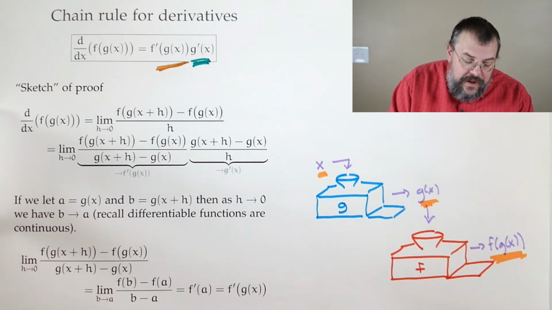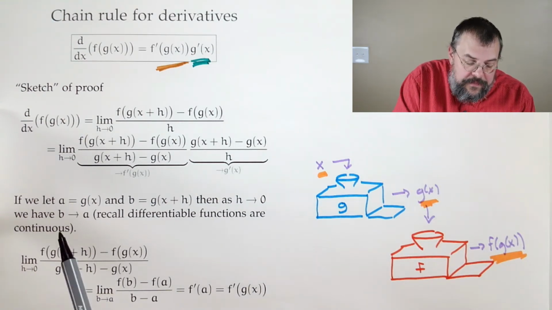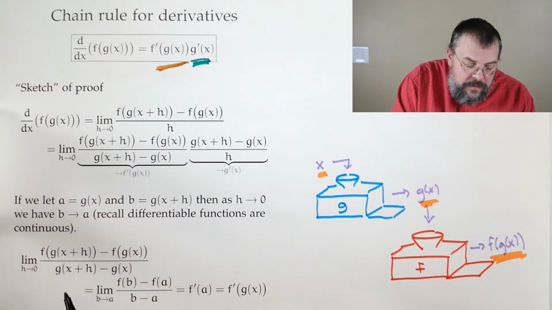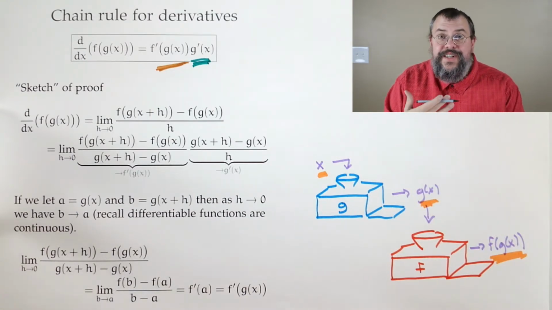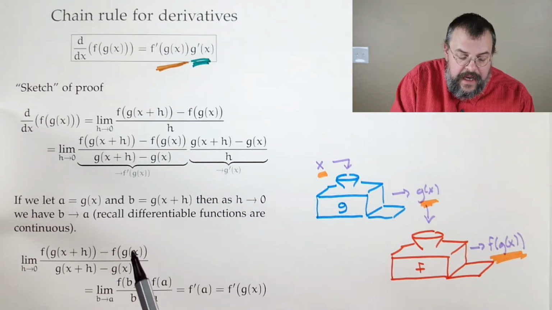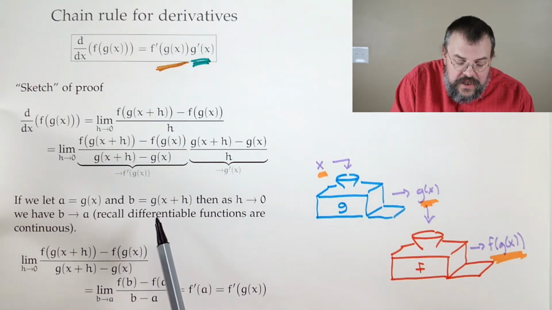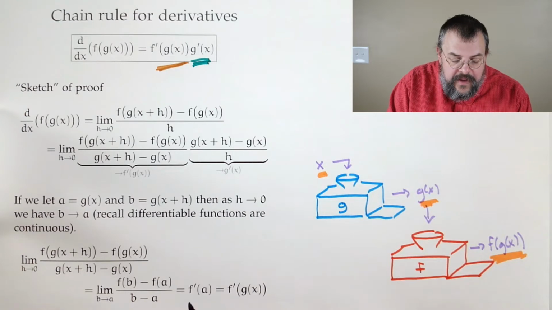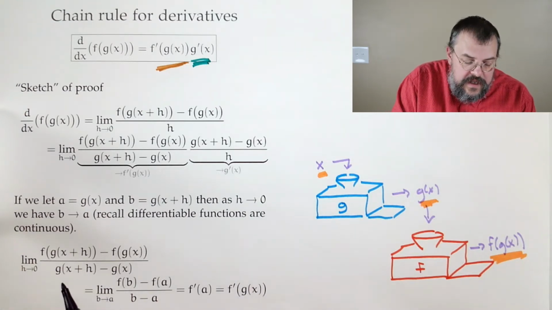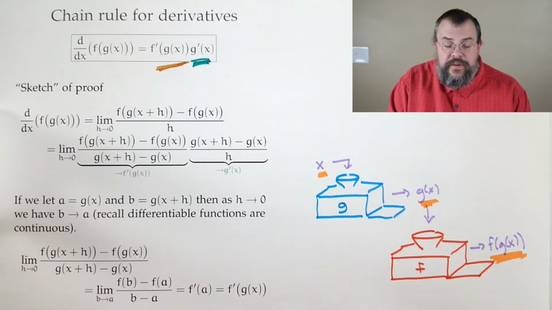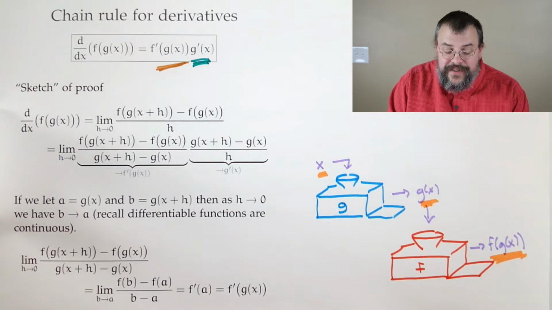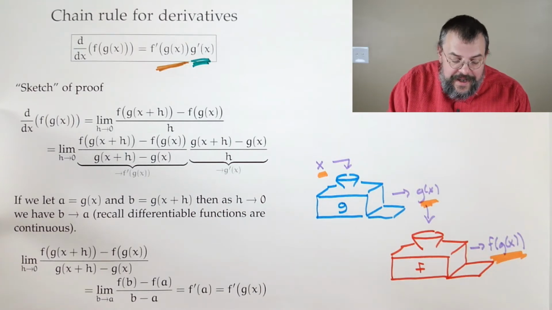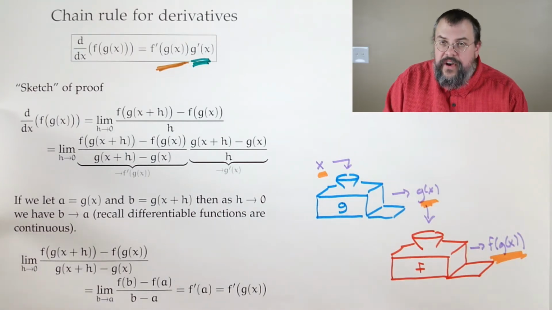Well, if we think about what's happening here, in fact, here's the outline. Let this g of x, we'll call it a. And we're allowed to change the name of things to make it convenient. And b is g of x plus h. Then as h goes to 0, b goes to a. Okay, that seems reasonable. So what you have is f of b minus f of a over b minus a. That's the derivative of a. But now we say, hey, the derivative of a is g of x.